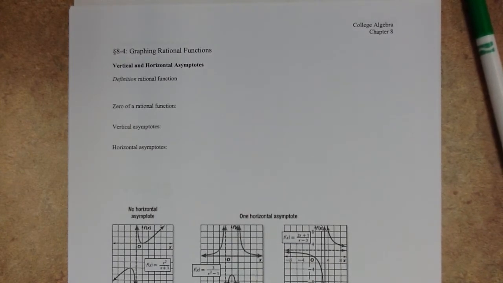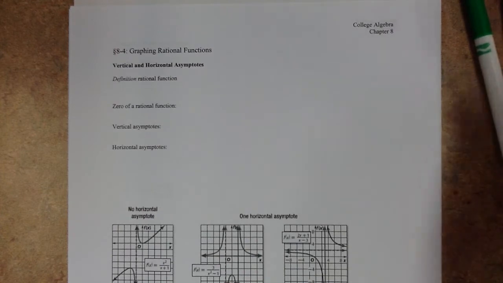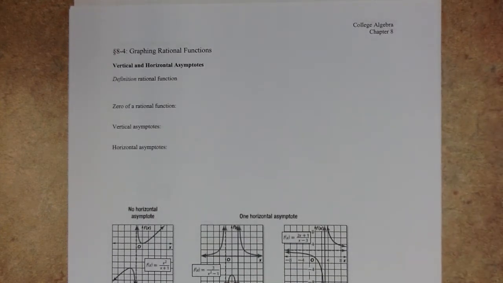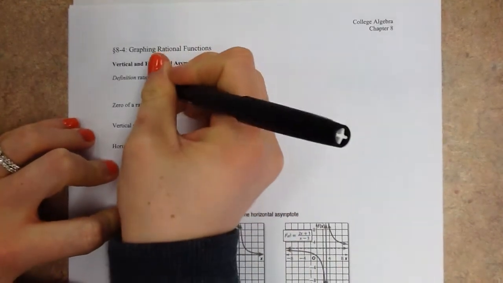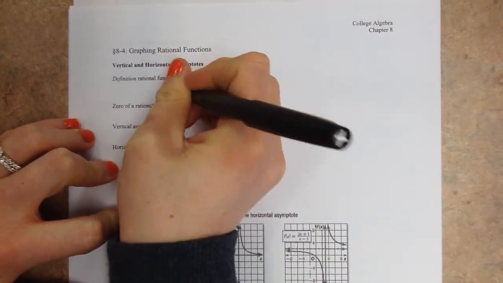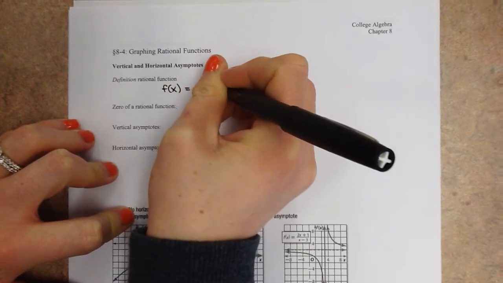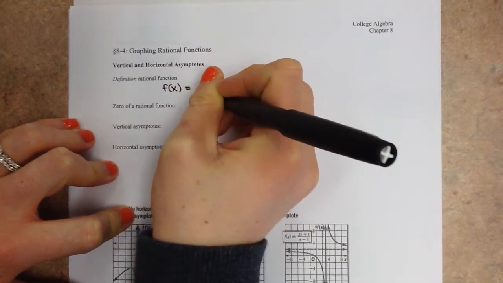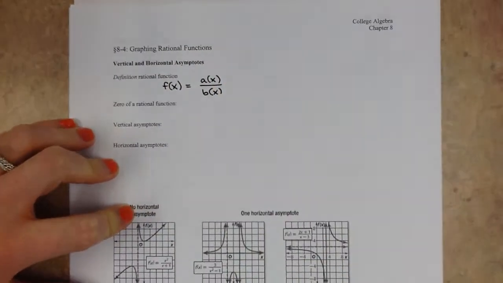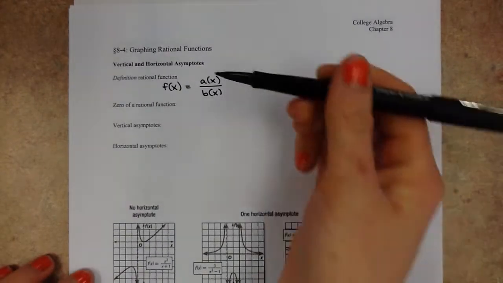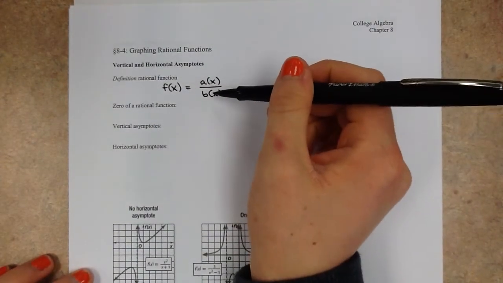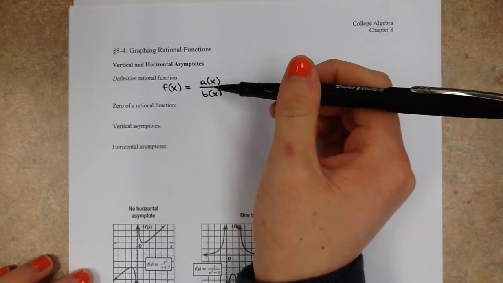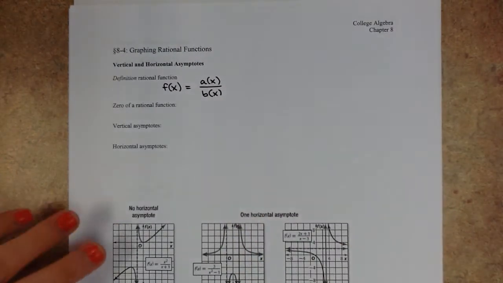So now we're moving into any old rational function. Let me show you the definition. It changes a little bit from what the reciprocal function is. The rational function is an equation of the form f of x equals a of x over b of x. The difference is the reciprocal function had a constant up here and a linear function down here. Here, a of x and b of x are any old polynomial function.